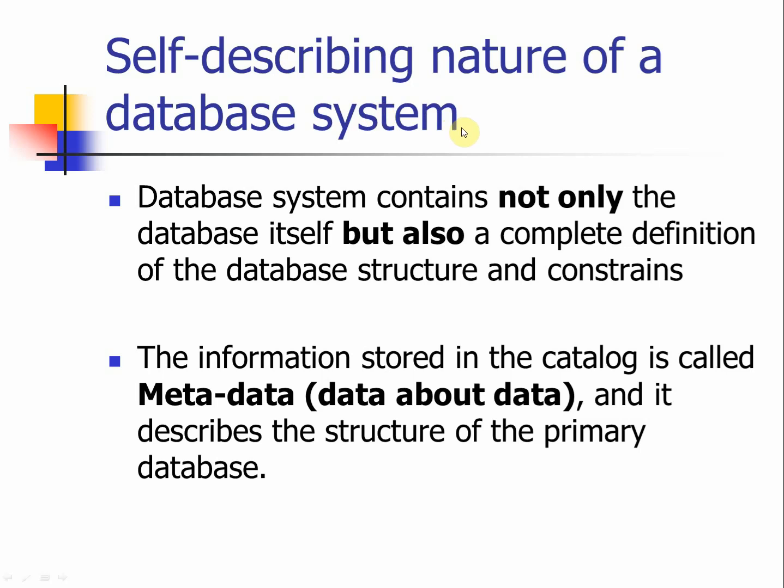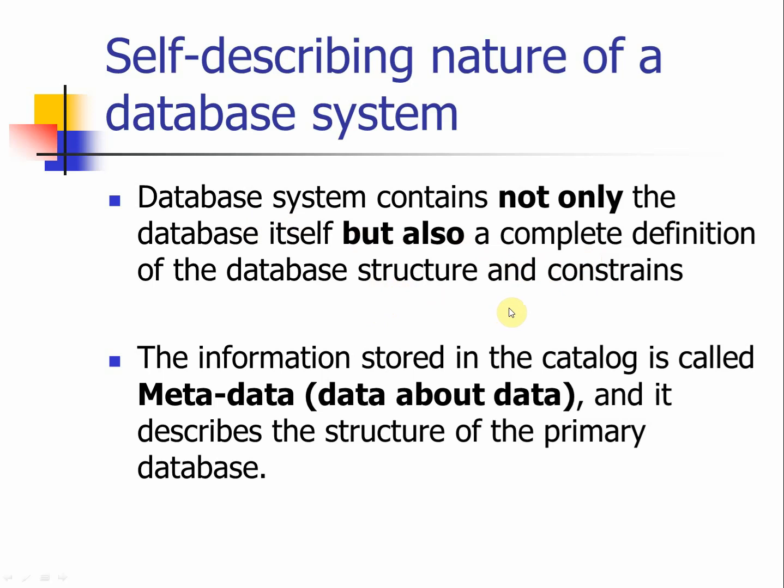Self-describing nature of the database system. A database system contains not only the data itself, like an Excel sheet. If you create an Excel sheet, you put the information in the sheet, and basically only you would understand the structure of the database. Of course, you can put some header information over there. However, that's for a smaller scale of database than what we are looking at. A database system contains not only the data, but also a complete definition of the database structures and constraints.